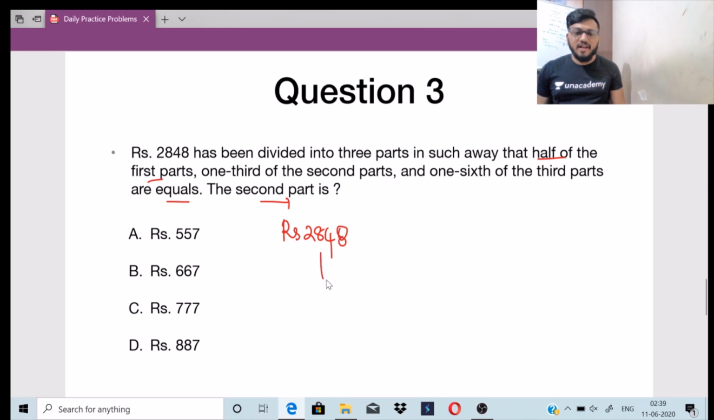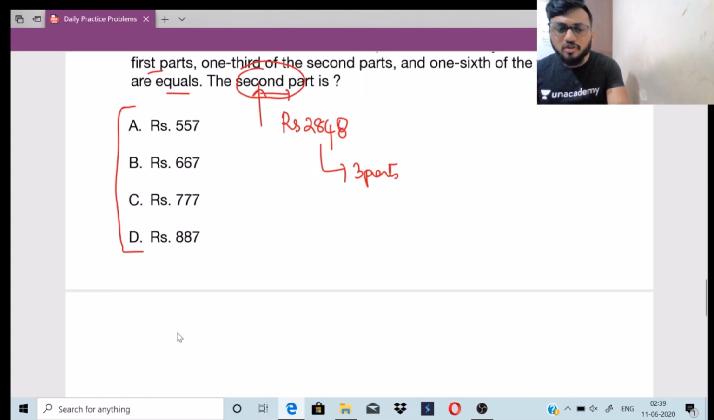It is divided into three parts, 1, 2, and 3. Half of the first part, 1/3 of the second part, and 1/6 of the third part are equal. So after formulating all this, you have to tell what is the value of the second part. Here are the four options. Let us move on to the solution.